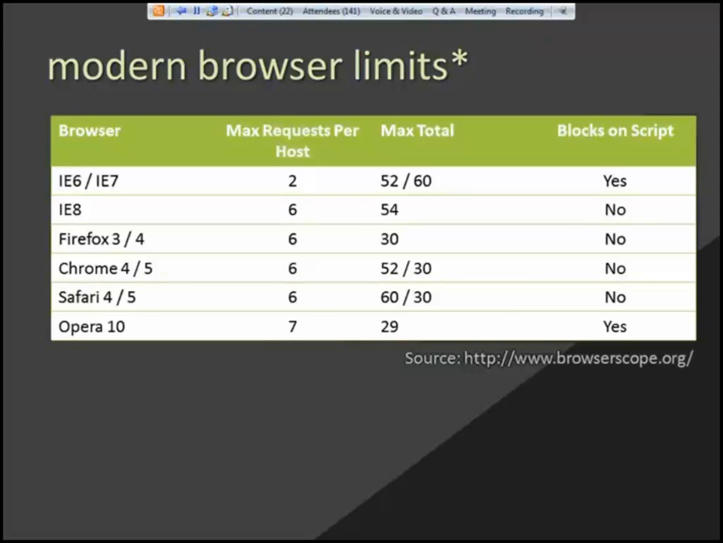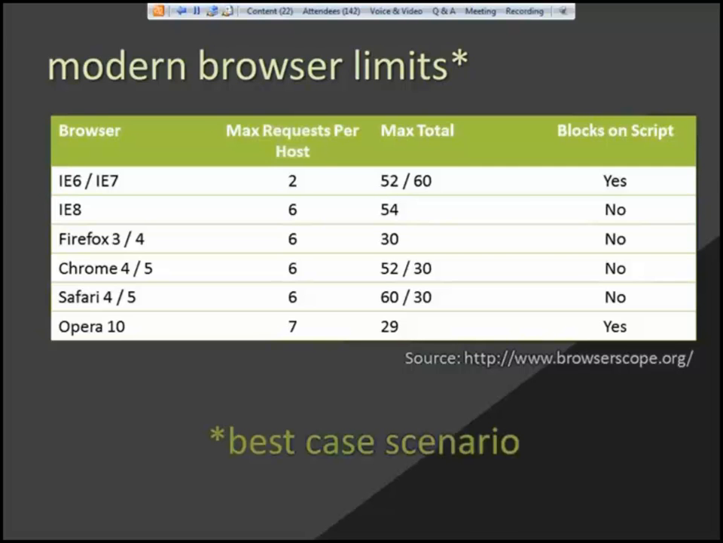So the limits are not quite as severe as the specs would suggest. Of course, IE6 and IE7, two not entirely uncommon browsers today, still limit you to 2 requests per host. And some browsers, like IE6 and 7, and Opera 10, surprisingly, still block on scripts, which means that you won't download any additional resources while you're executing JavaScript. Many of the other browsers have gotten smarter to where they'll actually download those resources but not process them when there are JavaScript elements executing. So some browsers have actually gotten a lot smarter about that.